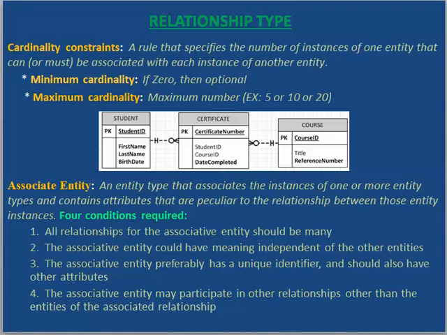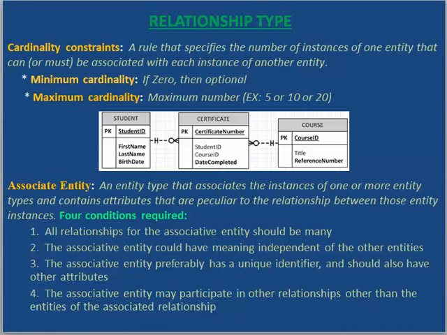Cardinality constraints. So what's a cardinality constraint? Cardinality constraints are rules that specify the number of instances of one entity that can or must be associated with each instance of another entity. We have two kinds of cardinality. The first one is minimum cardinality.